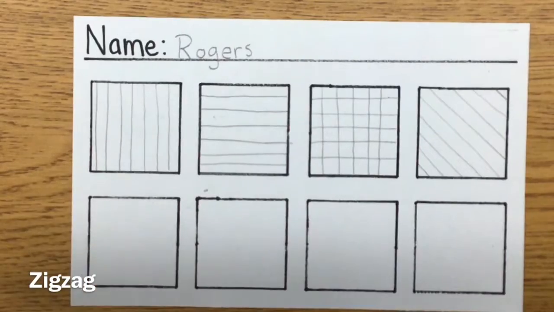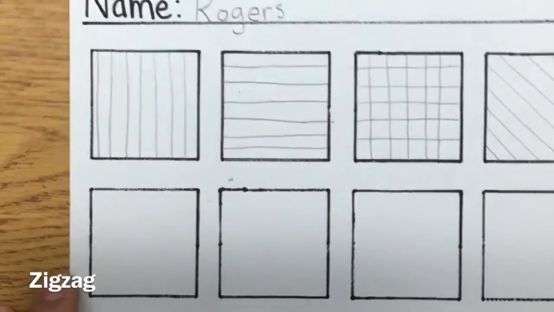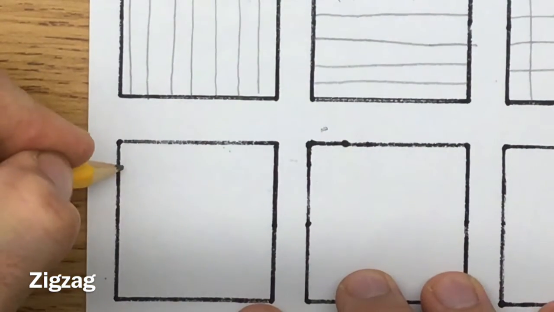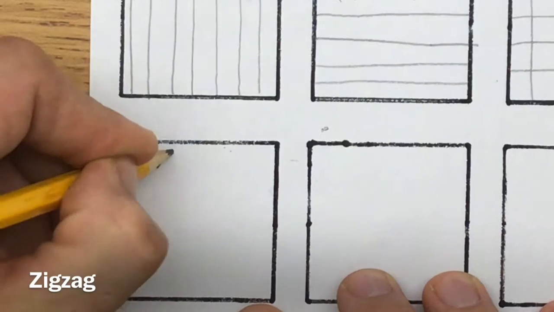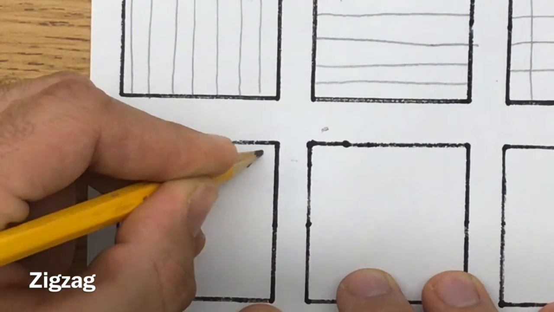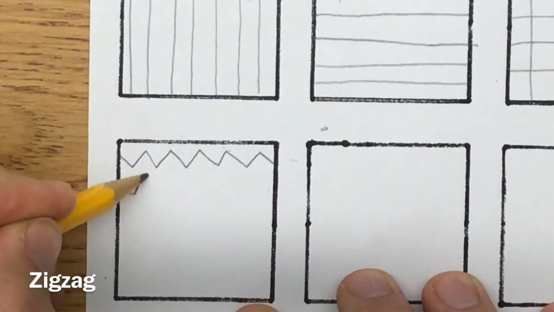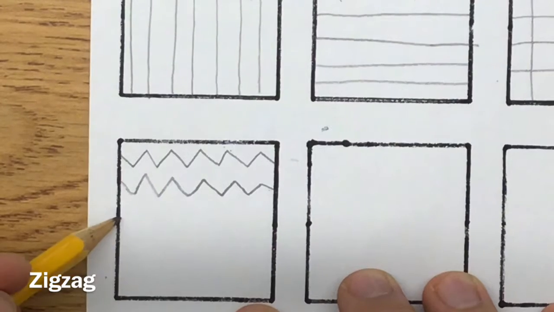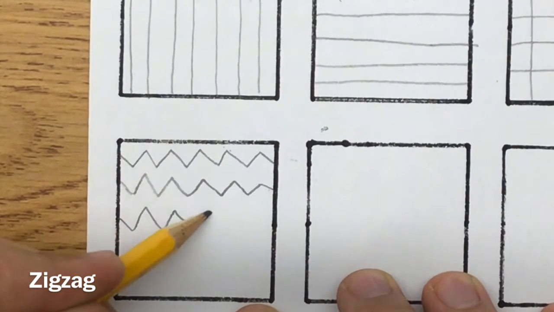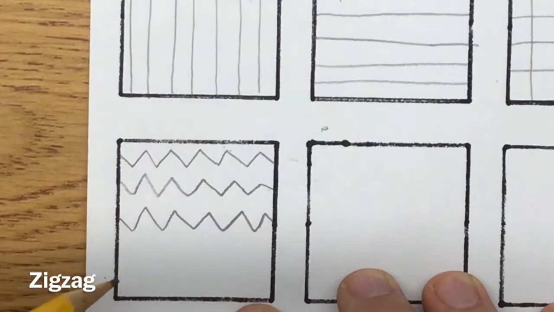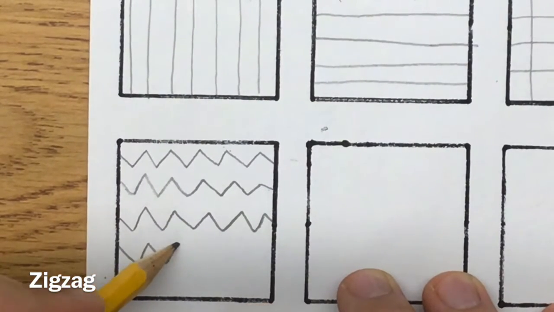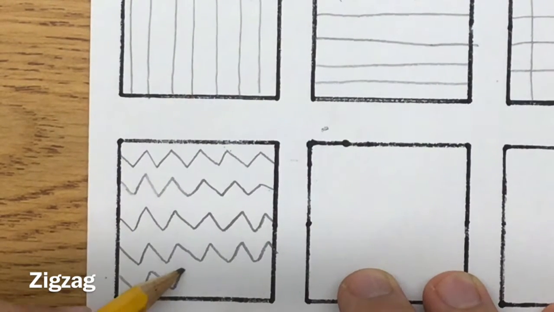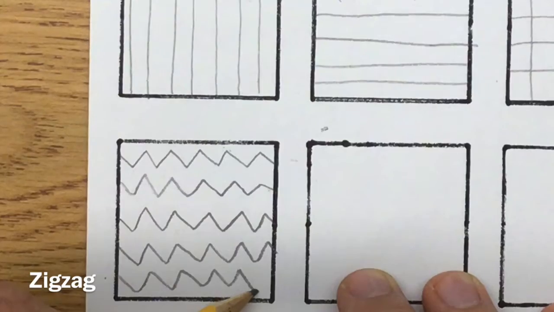Alright, moving on. Let's look at the zigzag next. You might have heard of the zigzag before, but now's the chance to use it. It starts out like a diagonal line and then changes direction. So it zigs one way and then zags the other way. Zig, zag, zig, zag, zig. There we go. Notice the top of my zigs are pointy and the bottom of my zags are pointy. Pointy on the top and the bottom.